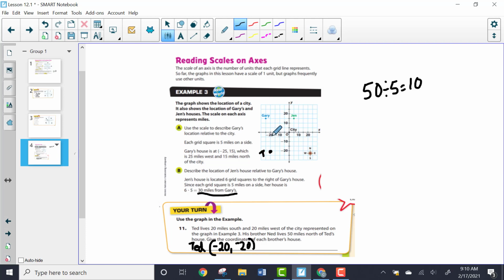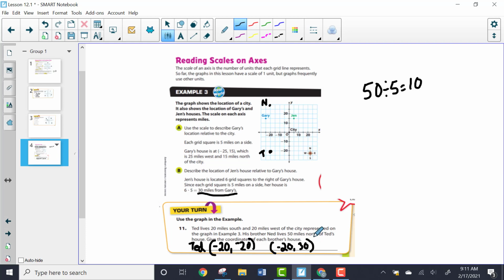All right, and that's going to go all the way up there, which would be Ned's house. And what would that coordinate be? We know it's right in line with Ted on the x-axis, so that would be -20. And then on the y-axis, it's right in line with 30. So that's how you take a real-world situation and graph it on a coordinate plane.